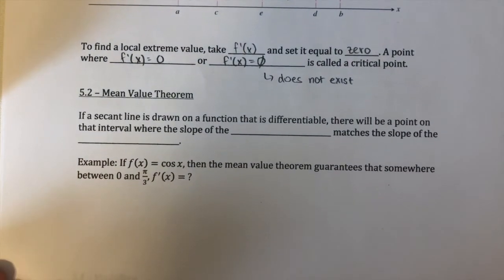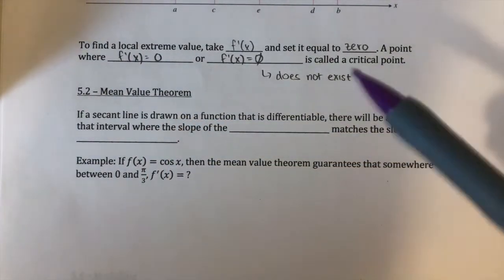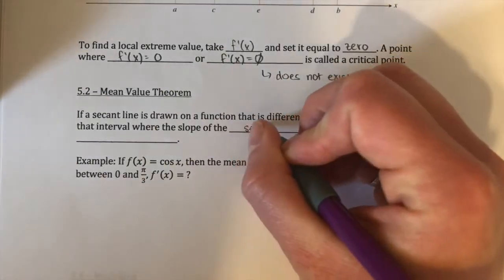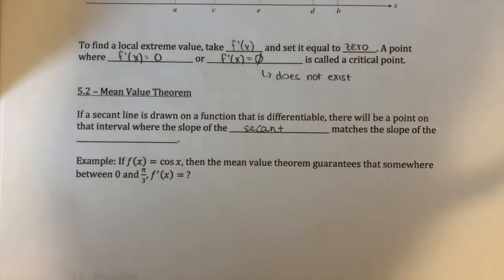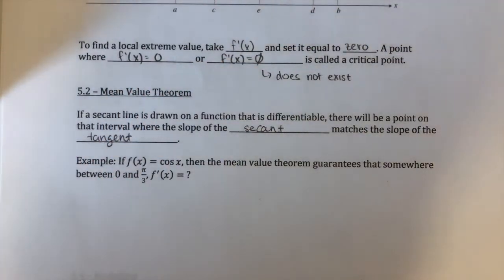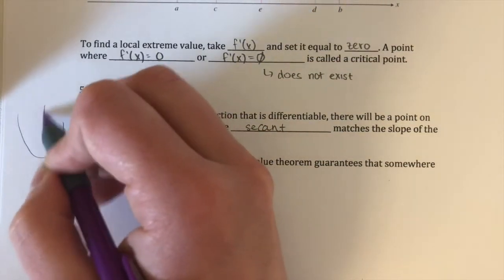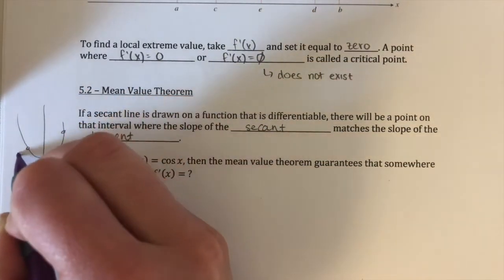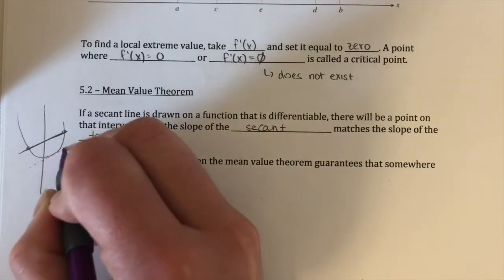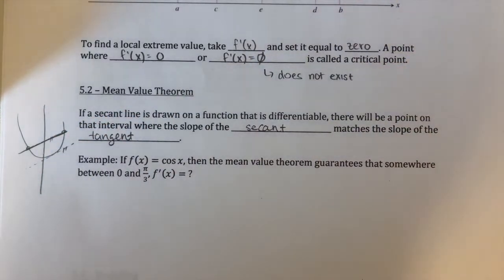The mean value theorem. If a secant line is drawn on a function that is differentiable, there will be a point on that interval where the slope of the secant that you draw matches the slope of the tangent at a point between those two spots. So if we have something like a parabola like that, if we draw a secant between those two points, we're going to have a point in between them where the tangent line is parallel to that secant line.